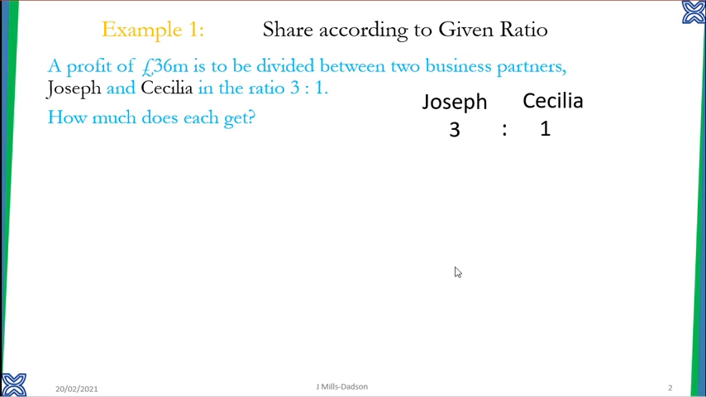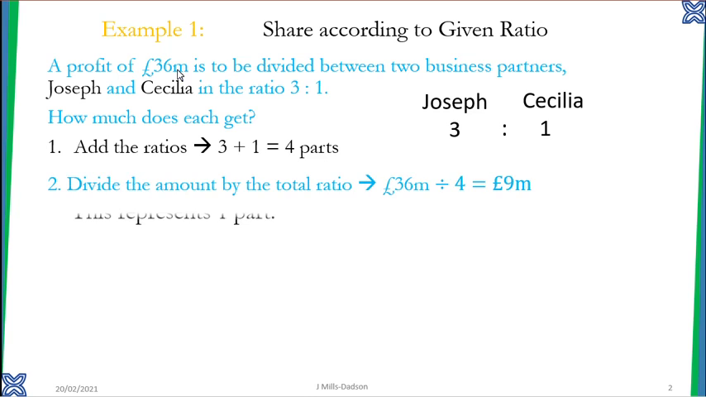So that means that Joseph will receive 3 parts of 36 million. Cecilia will receive only 1 part. So let's work out the total part. 3 plus 1 is 4 parts. So 4 parts represent 36 million. So find out 1 part by dividing 36 million by 4 parts. Once we divide the total amount by total parts, we have 9 million, which represent only 1 part.